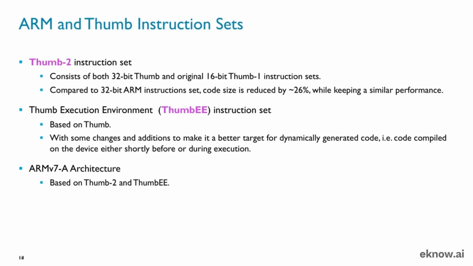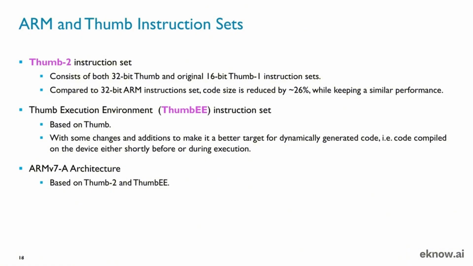Next, we have something called the Thumb Execution Environment, or ThumbEE. This is a specialized version of the instruction set designed for a very specific purpose, running dynamically generated code. What does that mean? Think about environments like Java or .NET. Often in these systems, the code isn't fully compiled before you run it.